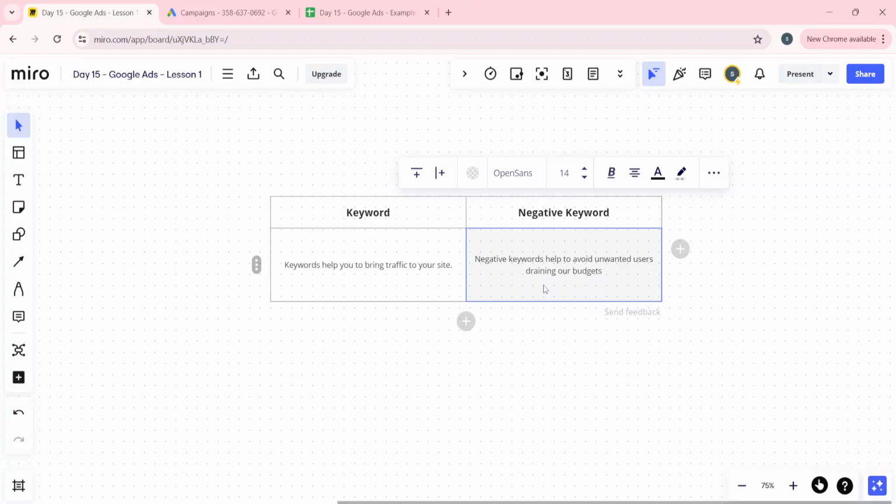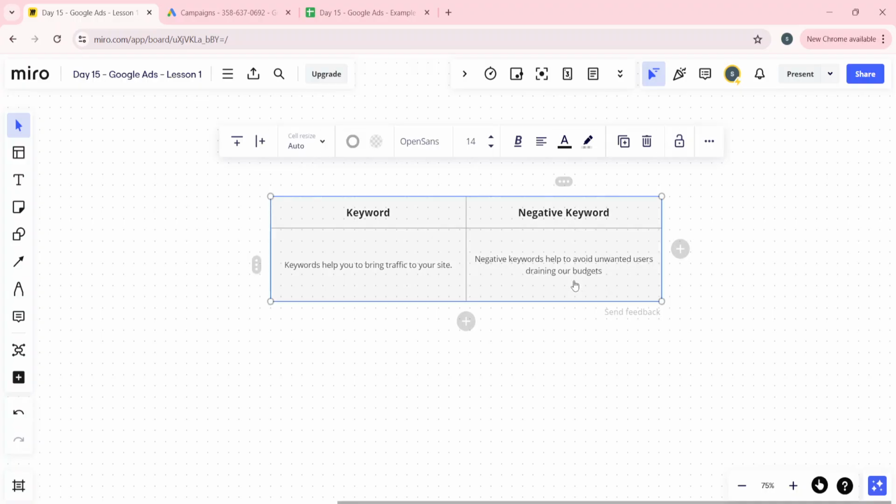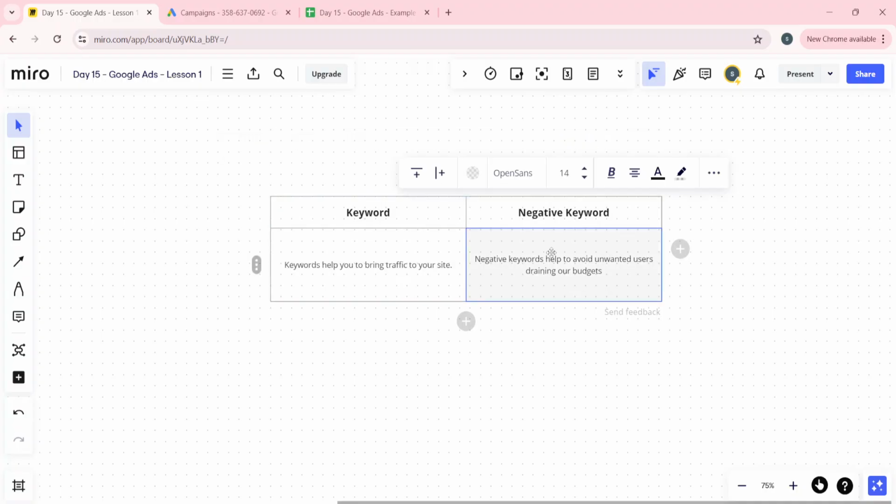But when it comes to negative keywords, it is a little different. Plurals and singulars don't work here. These are just words or phrases, that's it. When it comes to positive keywords, it is everything, and when it comes to negative keywords, they are just words.